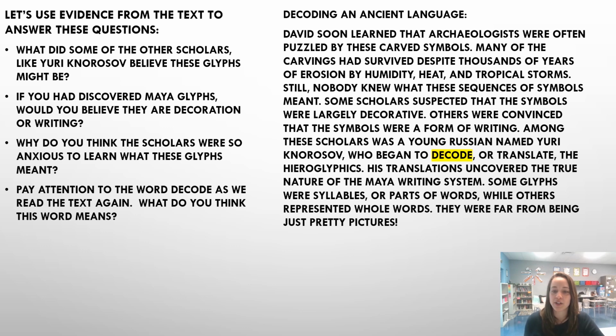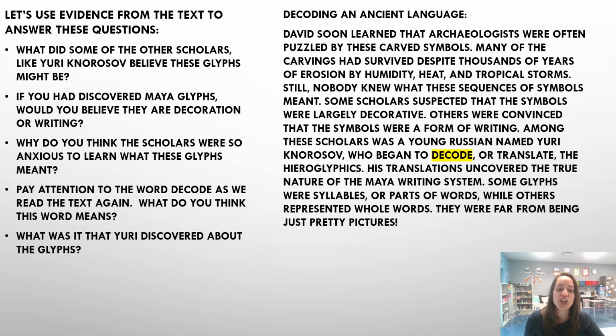Among these scholars was a young Russian named Yuri Norisov, who began to decode or translate the hieroglyphics. His translations uncovered the true nature of the Maya writing system. Some glyphs were syllables or parts of words, while others represented whole words. They were far from being just pretty pictures. Did you catch the meaning for the word decode? What was it that Urey discovered about the glyphs?